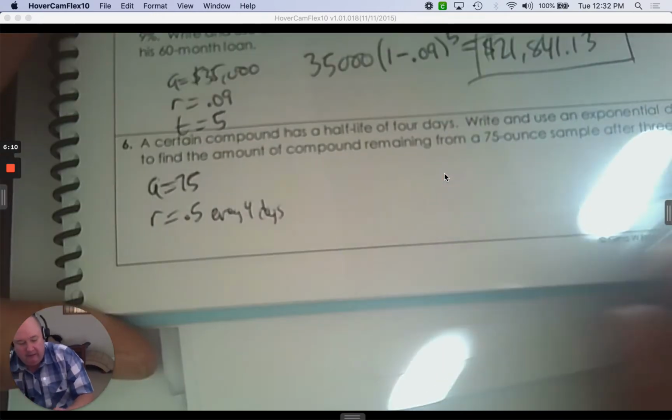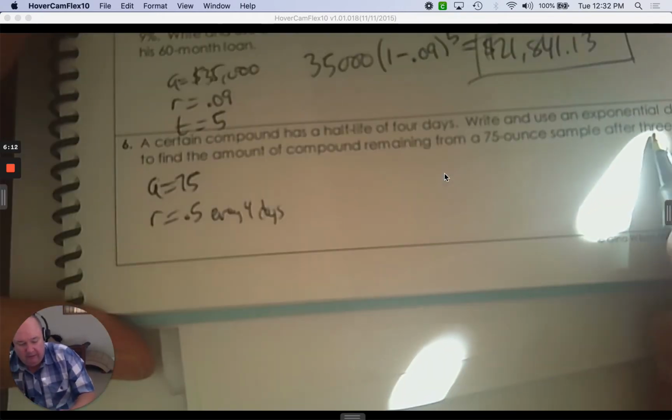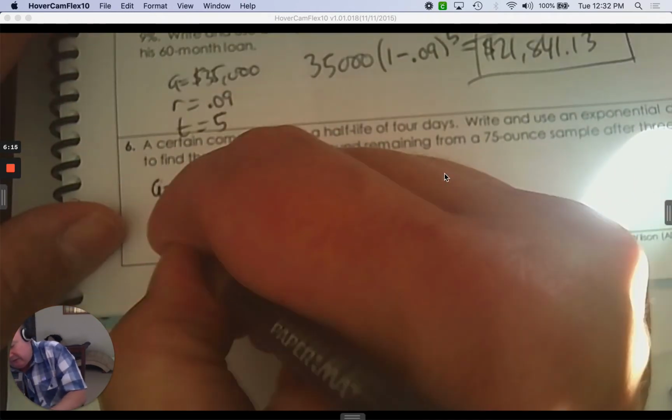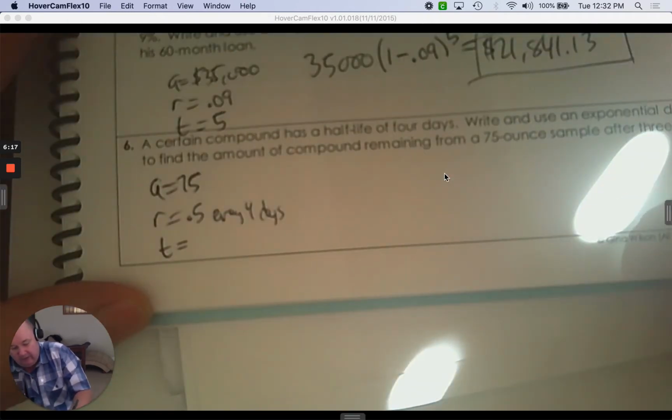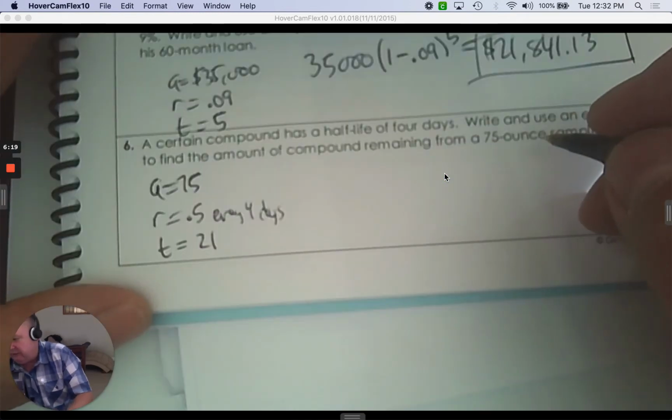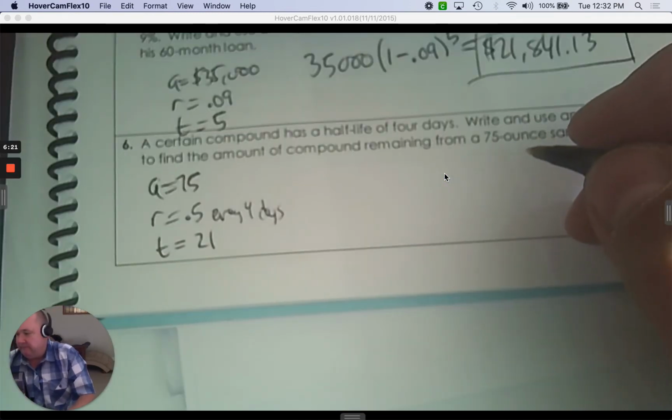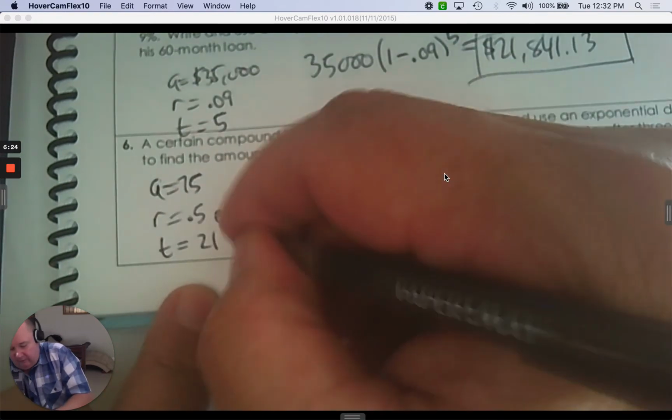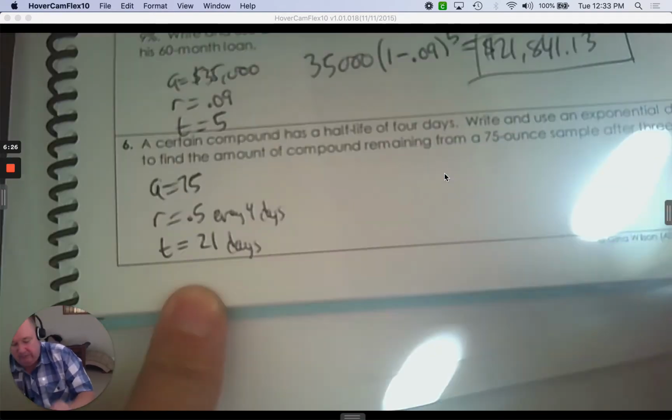And then 3 weeks, I need that in terms of days. So 3 weeks is 21 days. So that's what we're going to use. And then what's the setup from here for half-life?